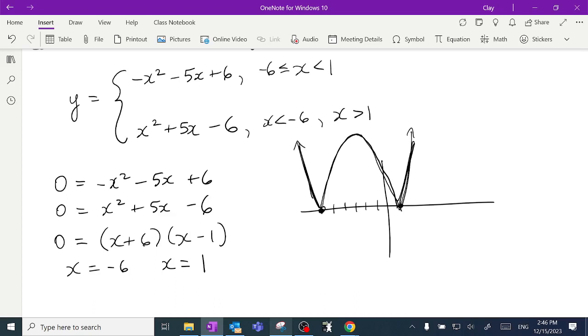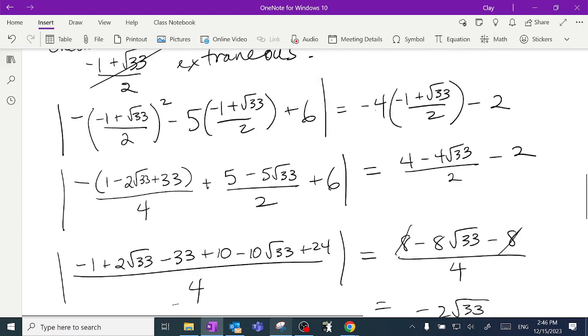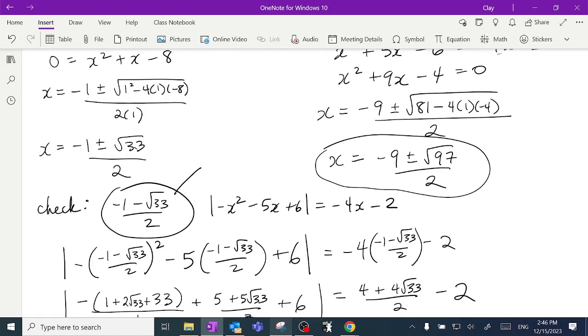Now I go back and see where the solutions came from. Now remember, this one represented which part? This one represented my case 1 solutions. And this is the only part that takes a little bit more thinking. In case 1, go back to where you were. My case 1 solutions were this, or really this, right? Negative 1 plus or minus root 33 over 2.